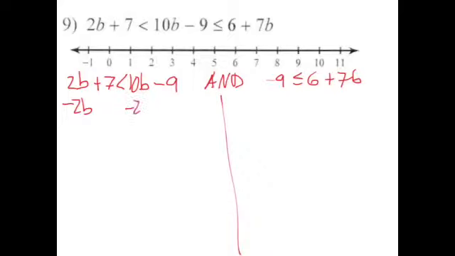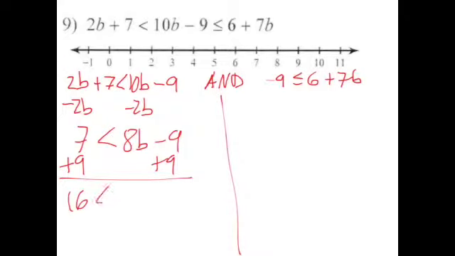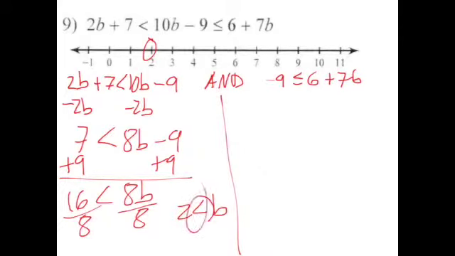I'm going to subtract 2b from both sides to get 7 less than 8b minus 9. I'm going to add 9 to both sides to get 16 less than 8b. Now I'm going to divide by 8 on both sides to get 2 less than b. So to graph that, I'm going to put an open circle because it doesn't say or equal to at that part. And 2 is less than b, which means b would have to be all the numbers bigger than that.